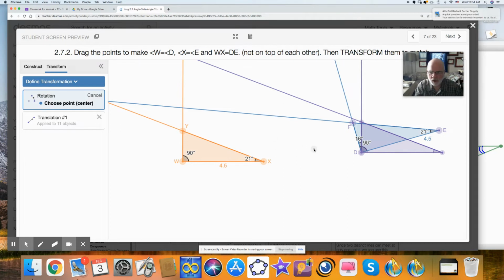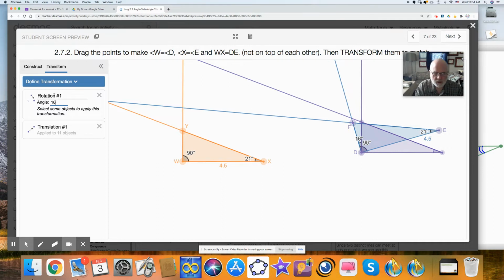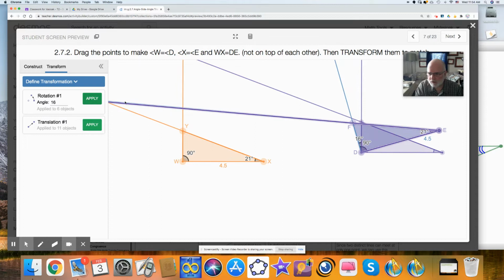I'm going to go around this point. I'm going to go 16 degrees, not 90. And I'm going to go in the counterclockwise direction, which means it's going to be just 16 degrees. And when I apply that to this triangle, you can see that it matches up perfectly. Why? This is enough information.